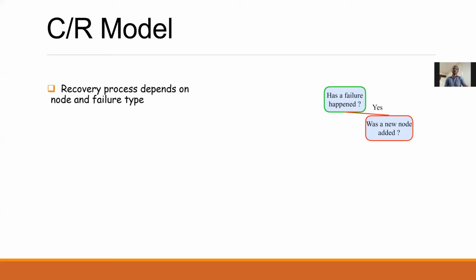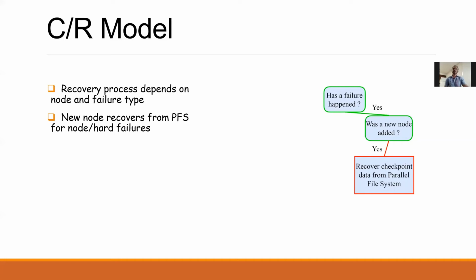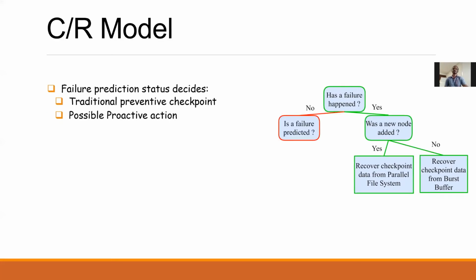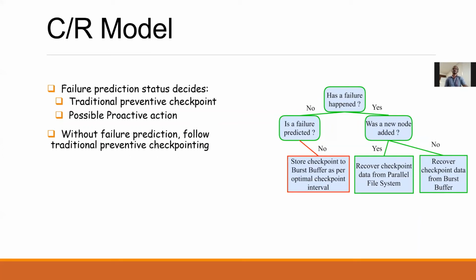If the failure was a node failure, then the checkpoint data for the new node can be recovered from the parallel file system. For soft failures and for other nodes, the checkpoint data can be recovered from their local burst buffers. If a failure has not happened, then the next action is taken based on the failure prediction status. Without failure prediction, the checkpoint model follows the preventive checkpointing method to store the checkpoint data on burst buffers and then asynchronously bleed them off to the parallel file system, following the optimal checkpoint interval formula using Young's formula.